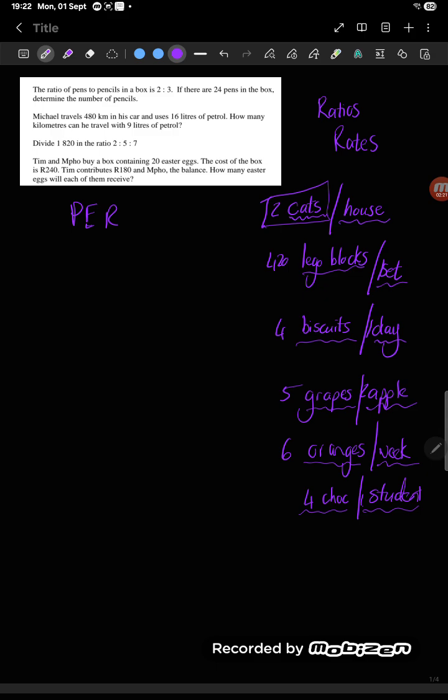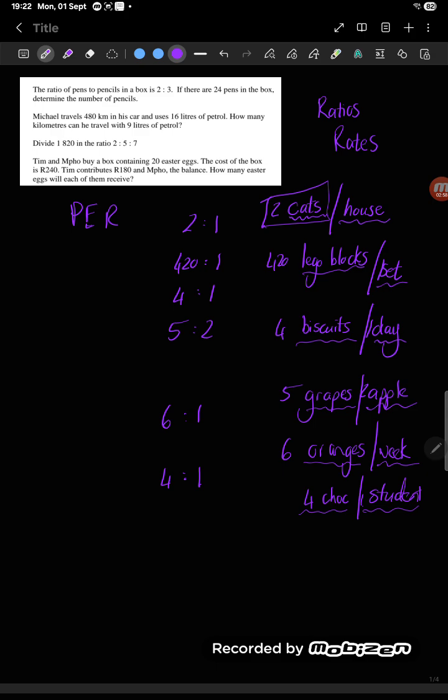So these can all be written as ratios. This can be 2 cats for every 1 house. This can be 420 Lego blocks per 1 set. This can be written as 4 biscuits for the 1 day. This can be written as 5 grapes for every 2 apples. This can be written as 6 oranges per week, and this can be written as 4 chocolates per student.